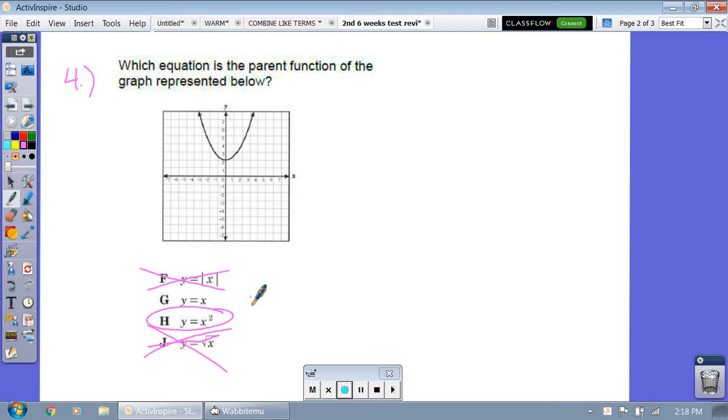If I put this in the calculator, you're going to get something that's going to look like this. It makes a parabola. That's your parent. In fact, the parent function looks like this. I can do this here. It's going to look like this. And they look the same. They're similar. So your answer is H.